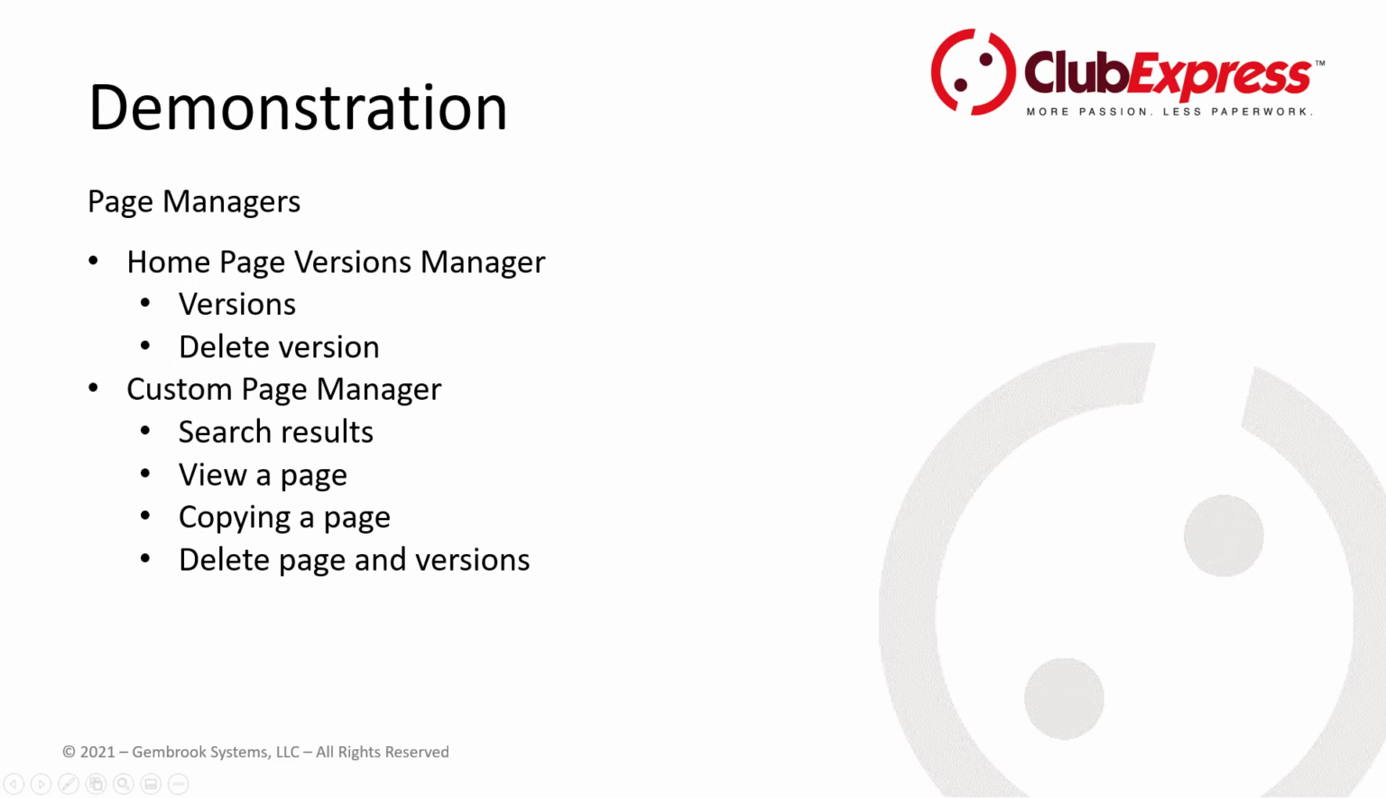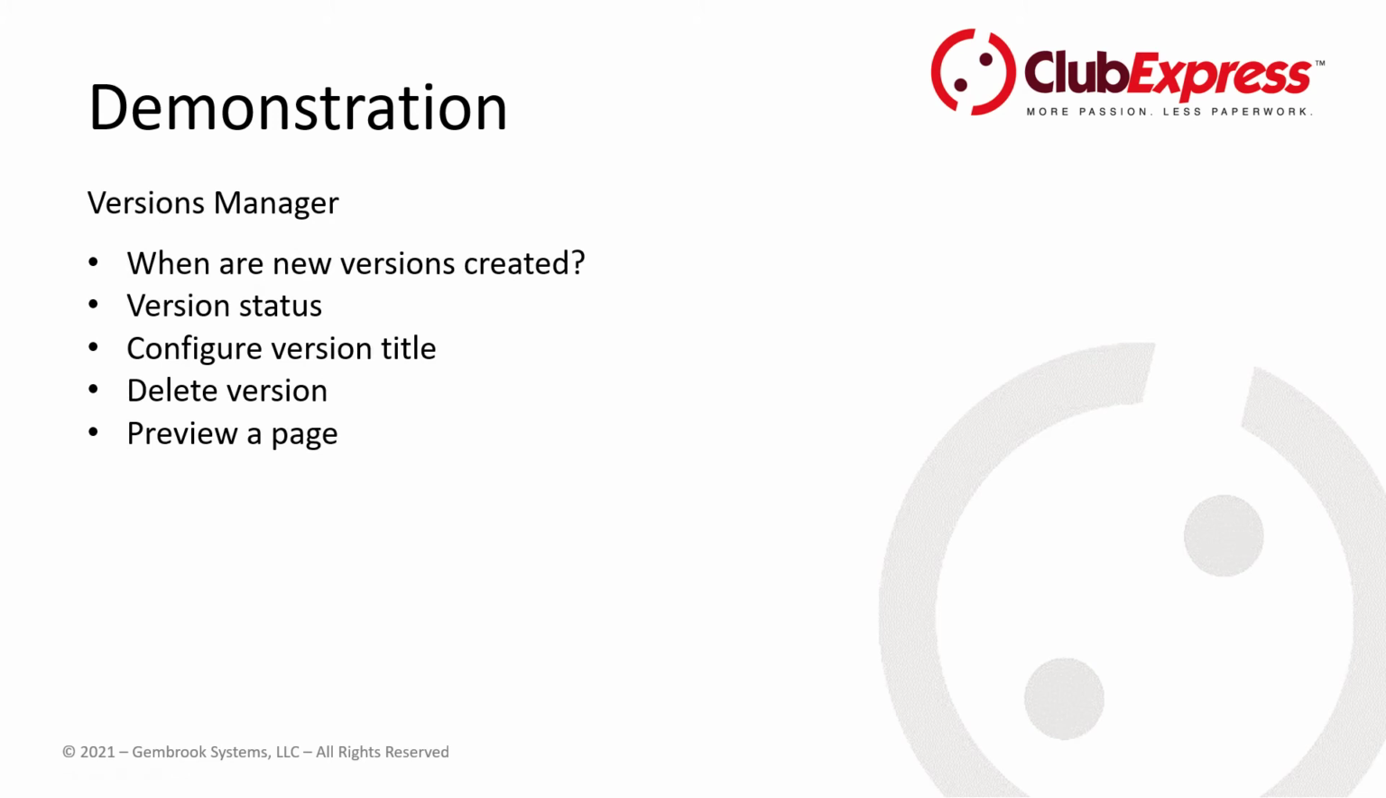So we're going to go through a bunch of things, and so I just want to touch on them here. We're going to look at the page managers. There's a little difference between managing the home page versus managing custom pages. The home page goes directly into versions because there's only one home page. So what you're going to look at is what version you've got. We'll talk about deleting versions, and then we'll go into the custom page manager, and we'll look at things like search results and viewing a page and copying a page, and a new feature that lets you schedule a page for deletion. It doesn't actually immediately delete it.